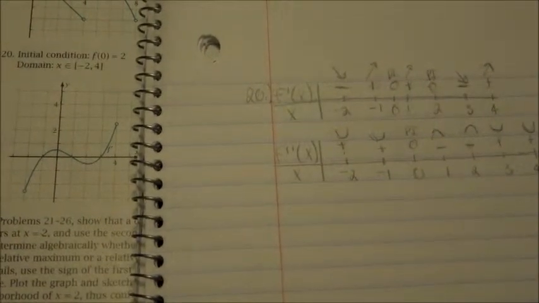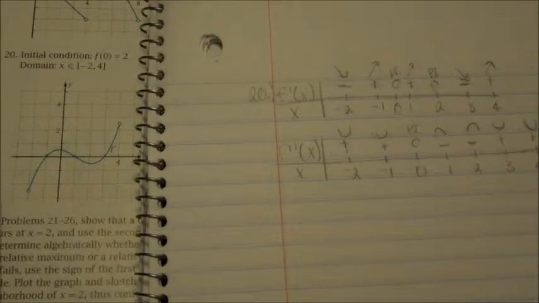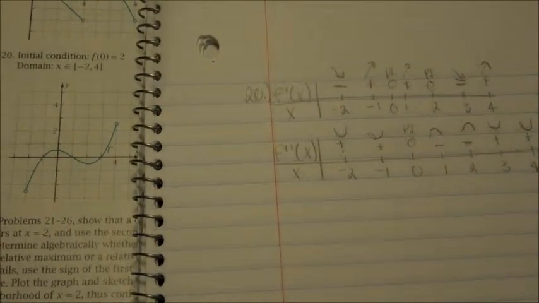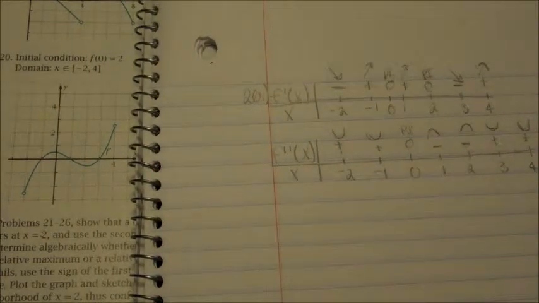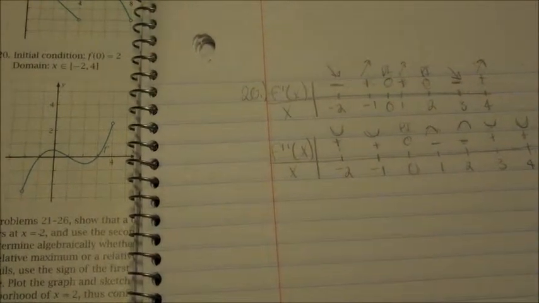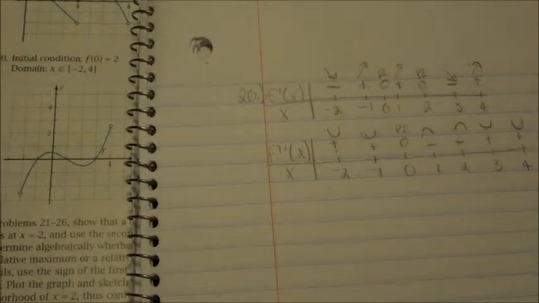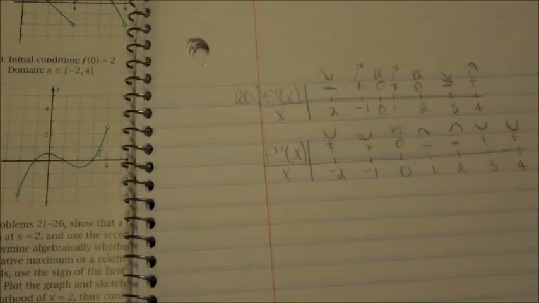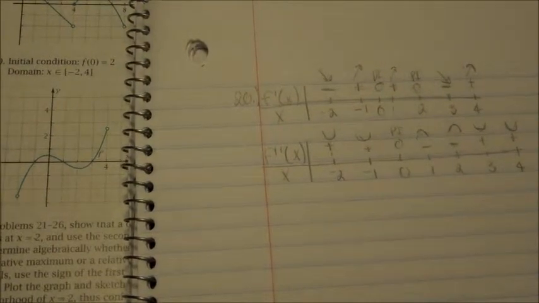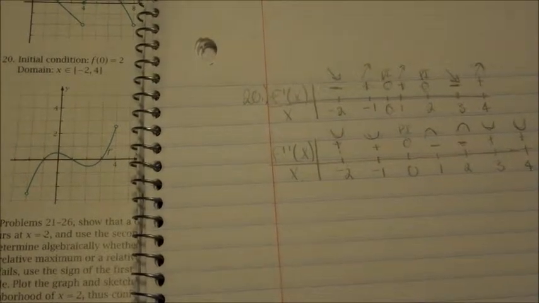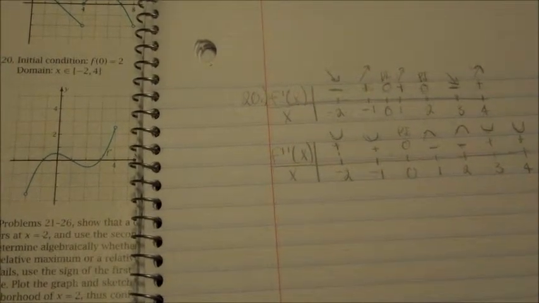Between -2 and -1, the values are negative, so the parent function will be going down at that point. Between -1 and 0, the values on the graph are positive, so the parent function will be going up at that point. At 0, it's a point of inflection, and then between 0 and 1, the values are positive, so again the parent function will be going up.